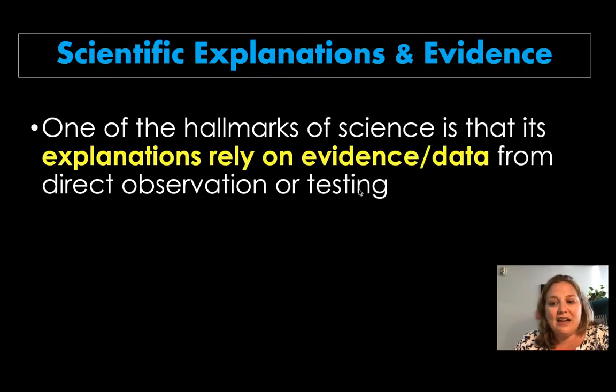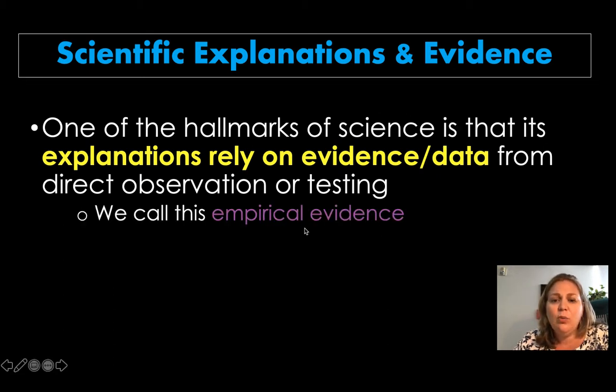Well, that's where these explanations come in. One of the hallmarks of science, one of the things that makes science different from other ways of knowing, is that scientific explanations rely on evidence or data. And we call this empirical evidence. Empirical evidence can either come from direct observation or it can come from testing. In this case, your empirical evidence is coming from testing.